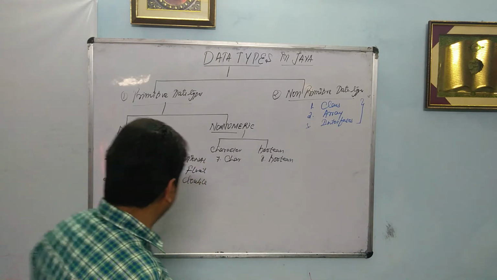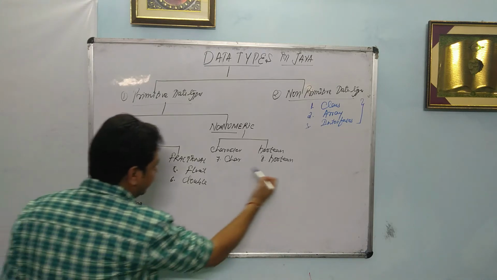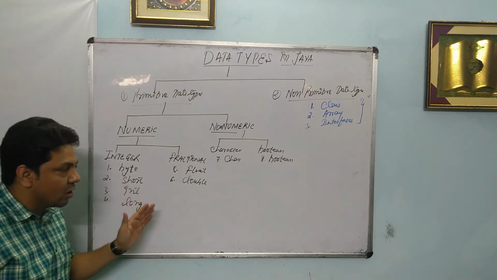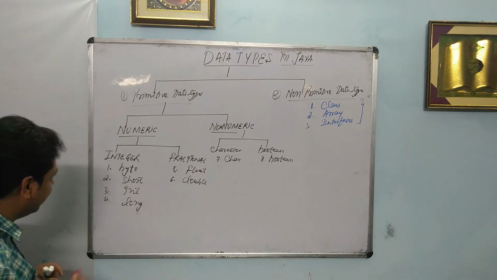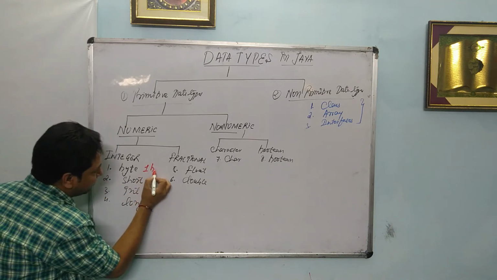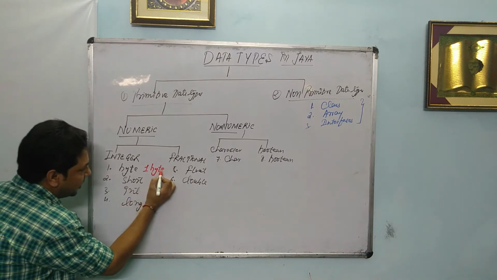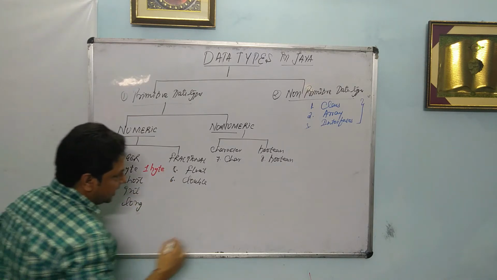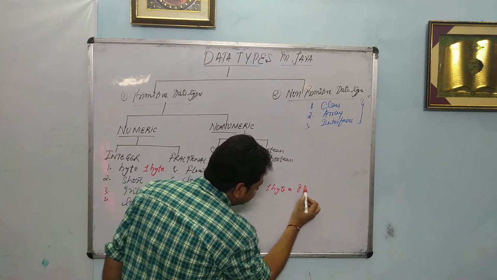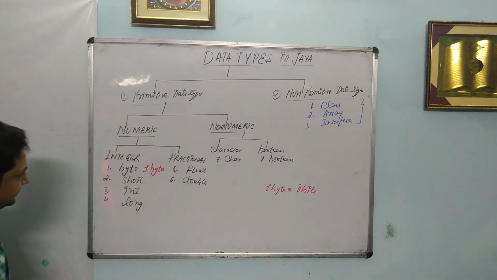Okay. Now the sizes of these data types are very important: how much data they can store or occupy. One by one I will discuss. Byte occupies 1 byte of storage, and 1 byte is equal to 8 bits. How many bits? 8 bits.